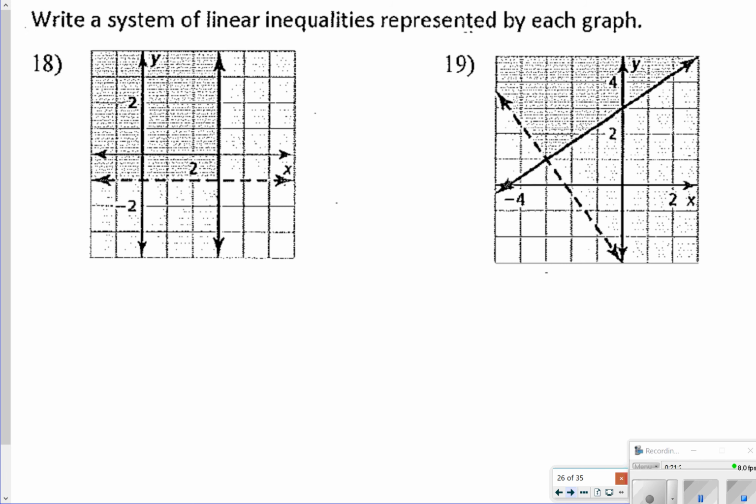The last few, we have number 18. It says write a system of linear inequalities. This first one on the x-axis is a solid line, and it's less than. So it's x is less than or equal to 3. And the next one is a dotted line on the y-axis, and it's -1. So y is greater than -1.